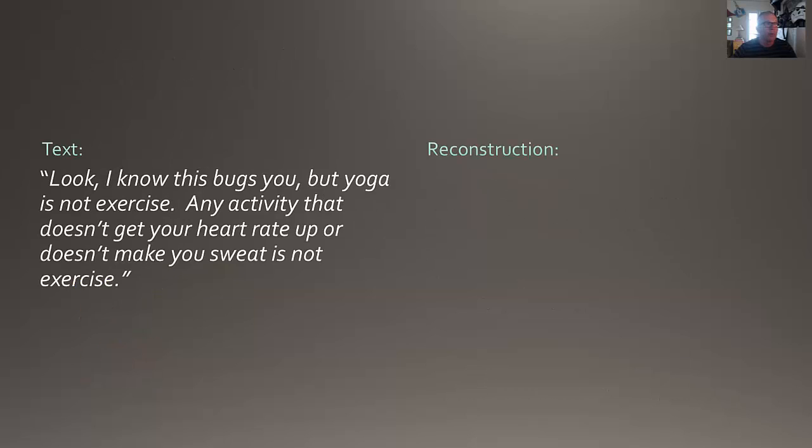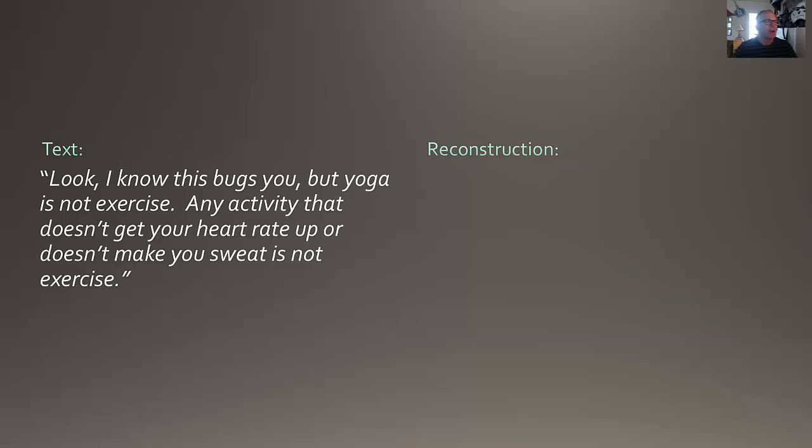Here's another argument. Look, I know this bugs you, but yoga is not exercise. And whenever I run this argument by my friends, it makes them very mad. Any activity that doesn't get your heart rate up or doesn't make you sweat is not exercise. Okay, so we won't talk about the problems with this argument just yet. We want to reconstruct it, and reconstruct it charitably.